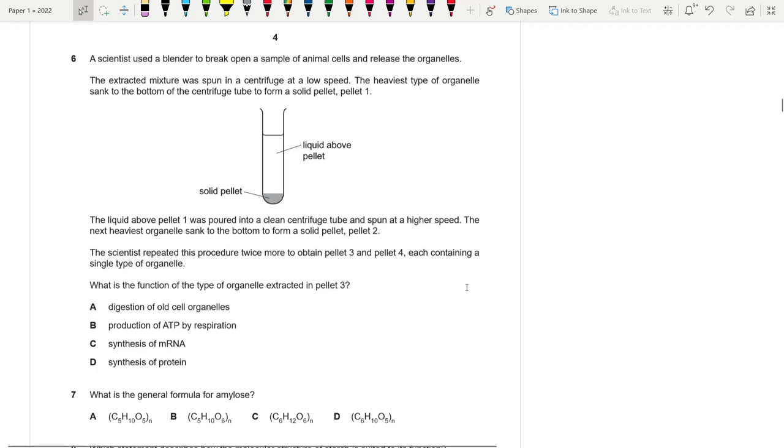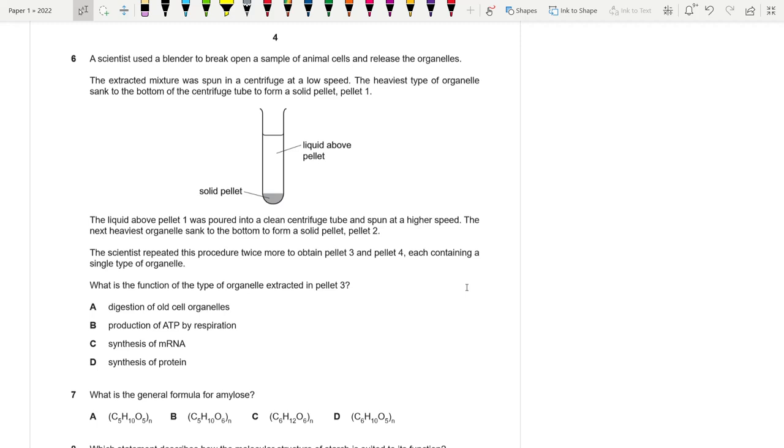Number 6, a scientist used a blender to break open a sample of animal cells and release the organelles. The extracted mixture was spun in a centrifuge at low speed. The heaviest type of organelles sank to the bottom of the centrifuge tube to form a solid pellet, pellet 1. The liquid above pellet 1 was poured into a clean centrifuge tube and spun at a higher speed. The next heaviest organelles sank to the bottom to form a solid pellet 2.